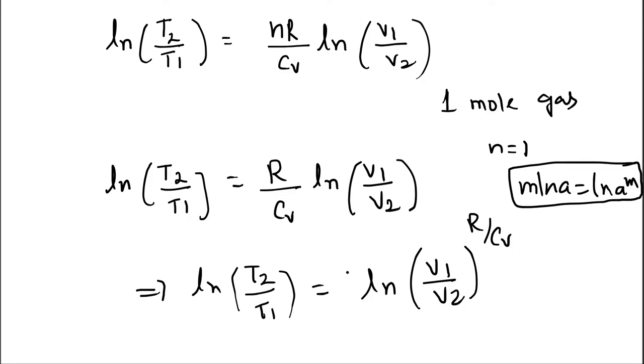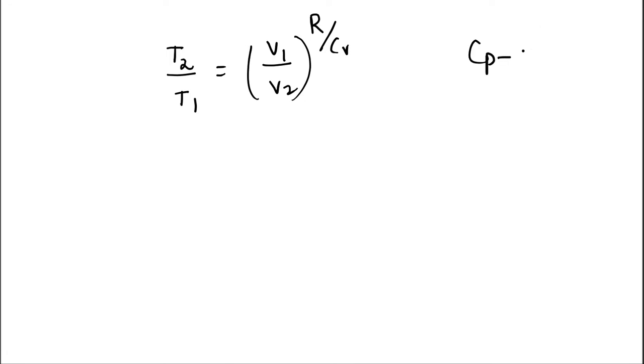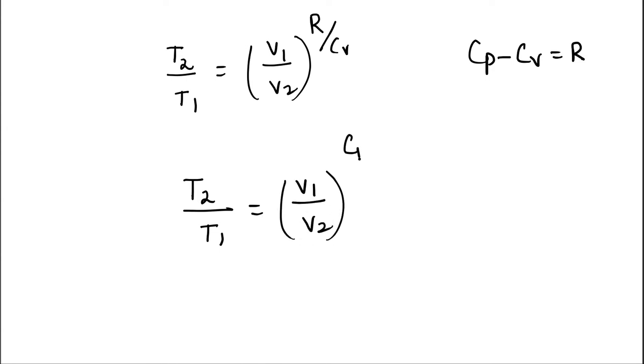So the coefficient, when it goes inside, becomes a power of the term inside the log. That is what happened here. Now if we take the anti-log on both sides, then T2 over T1 is equal to V1 over V2 power R over Cv. And we know that Cp minus Cv equals R. So if we plug in here, T2 over T1 equals V1 over V2 whole power Cp minus Cv over Cv.